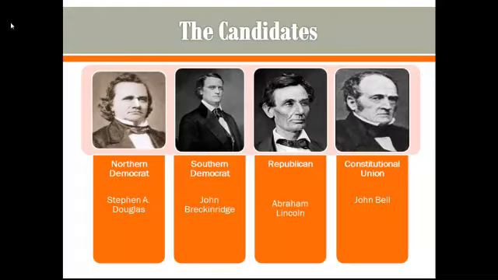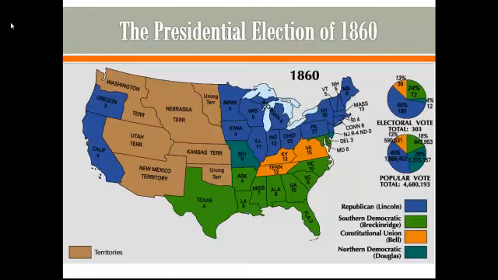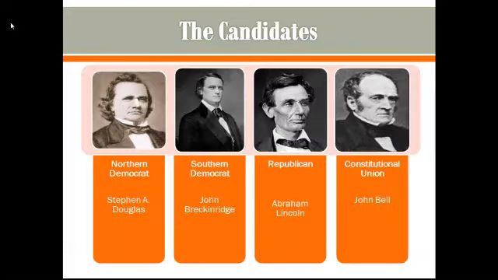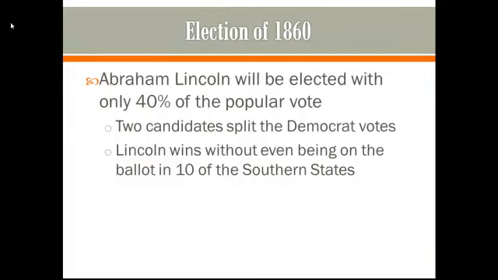And so these candidates were all running for the presidency in 1860. But again, when you have a lot of people running for president, it's going to split the vote. Abraham Lincoln is going to win the election with 59% of the Electoral College, but only 40% of the popular vote. And in fact, Abraham Lincoln, who runs as a Republican, is not even on the ballot in 10 of these southern states. But Abraham Lincoln is elected president because the two other candidates split the Democratic vote, and so Lincoln is elected.